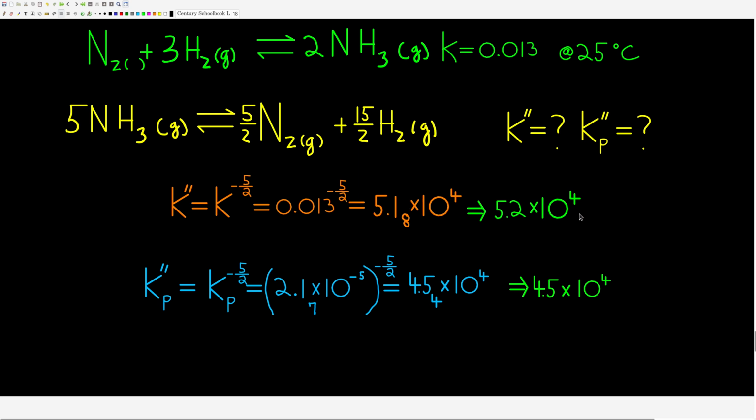And likewise, we do the same thing for Kp. We know the Kp for this reaction, we calculated a couple screens back, and so Kp for this reaction is just going to be that Kp to the minus 5/2, which ends up being 4.5 times 10 to the 4th.